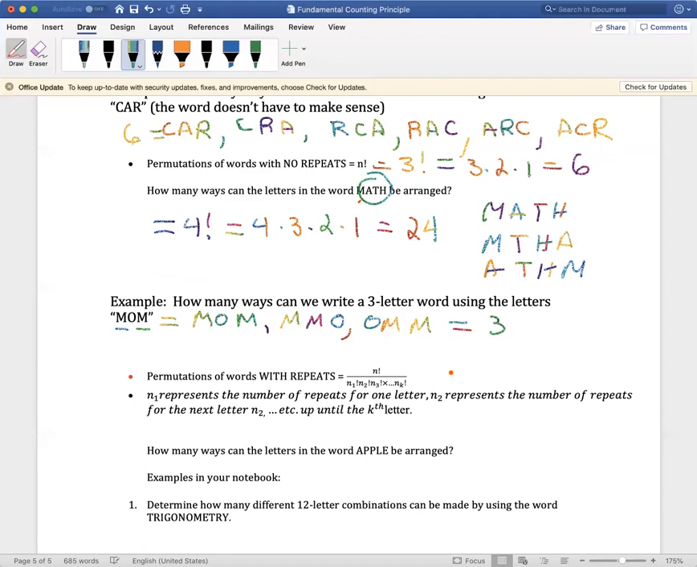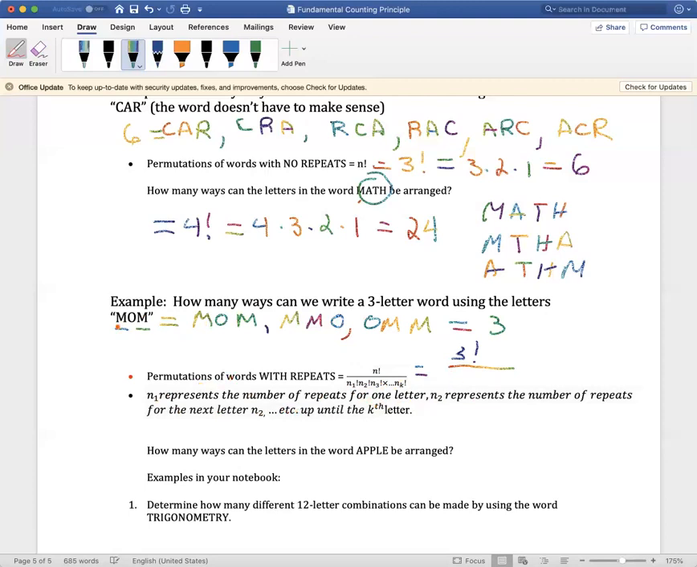So there's a little bit of a different formula if we have repeats. And the formula looks like this. The permutations of words with repeats, and again, repeats means if the letter is the same, is equal to n factorial. So n is the number of letters in the original word. So here, there are 3 letters in the original word. So here's 3 factorial. Divided by, now here's the part we have to think about, n1 factorial times n2 factorial times n3 factorial all the way up to nk factorial. N1 represents the number of repeats for one letter, N2 represents the number of repeats for the next letter, etc., all the way up to the kth letter.